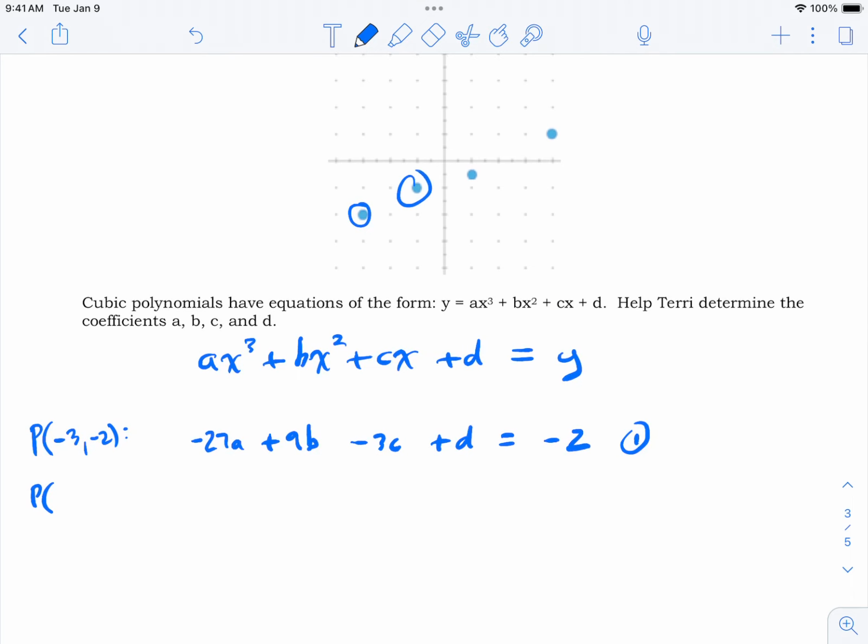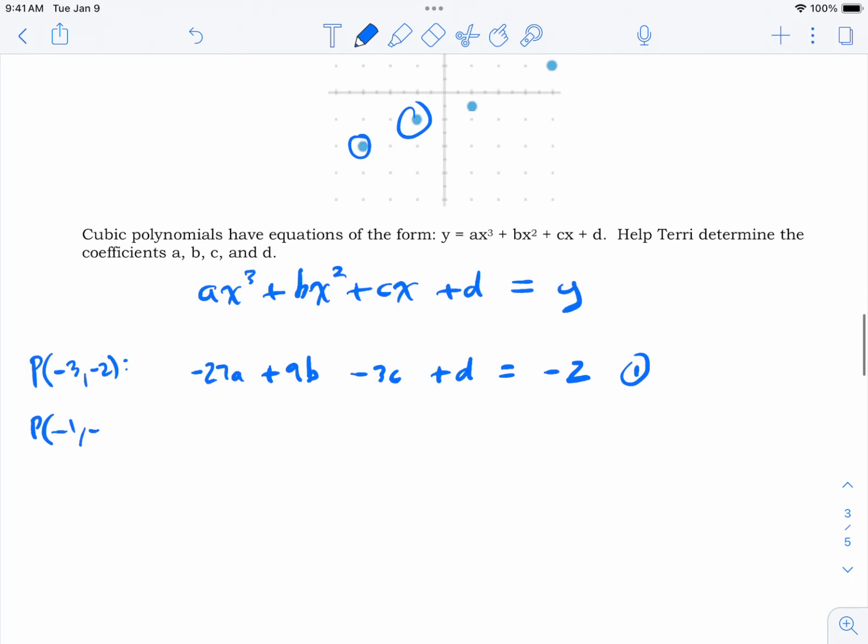Here's another point. X is negative 1, it looks like. Y is negative 1, it looks like. So again, what are we doing? We're plugging in x equals negative 1. So you cube it, you get a negative 1, so that's a negative a. We're plugging in x equals negative 1 here, and when you square it, you get a positive 1, so that's a 1 times b. We're plugging in x equals negative 1 here, so that'll get us a negative 1 times c, and that's a d. And then we're plugging in y over here, and y is negative 1, and there's our equation 2.